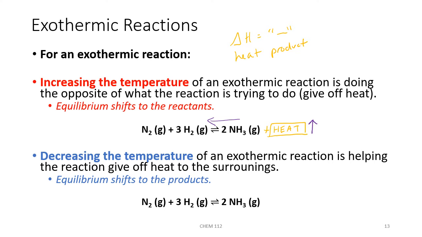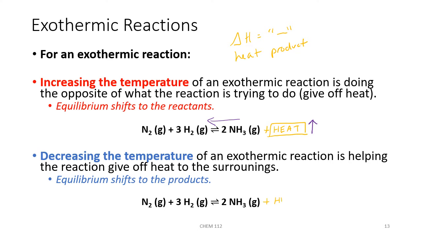Or you can think about it like you're doing the exact opposite of what it wants to do, so you're going to shift away from that addition of heat. So in this case, we would shift towards the reactants or make more nitrogen and hydrogen at equilibrium when we heat up this reaction. Versus if we cool it down.